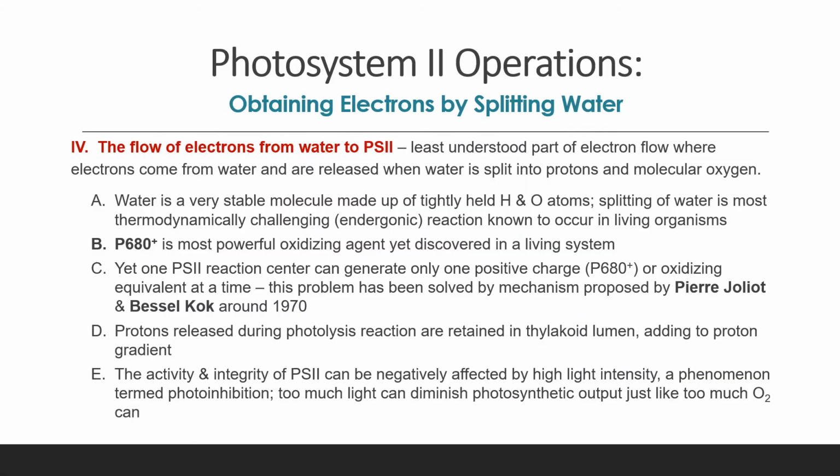Okay, so next, we have another one, the flow of electrons from water to photosystem 2. The flow of electrons from water to photosystem 2 is actually the least understood part of the electron flow, where electrons come from water and are released when water is split into protons and molecular oxygen.